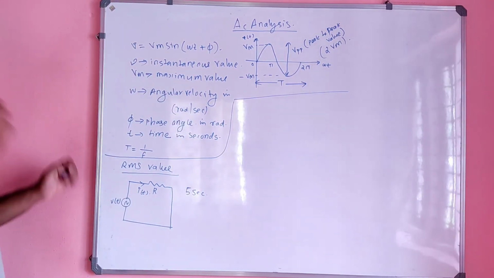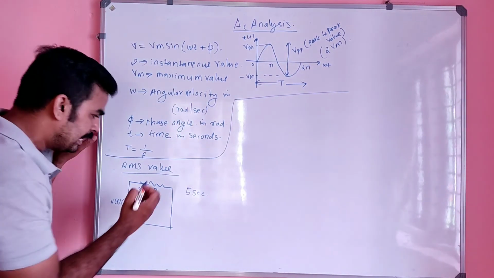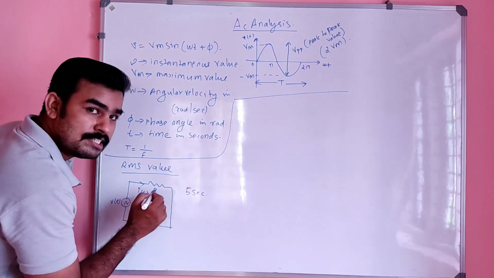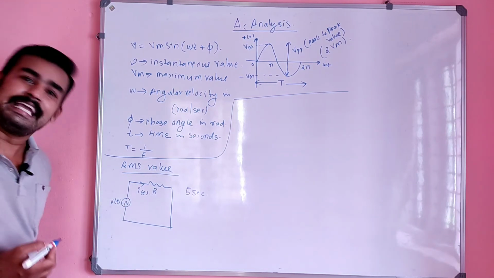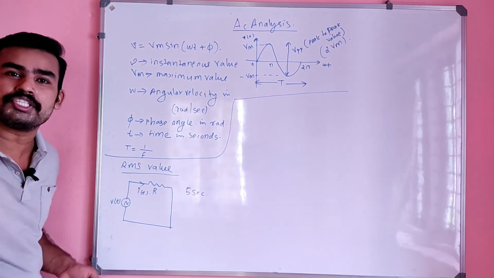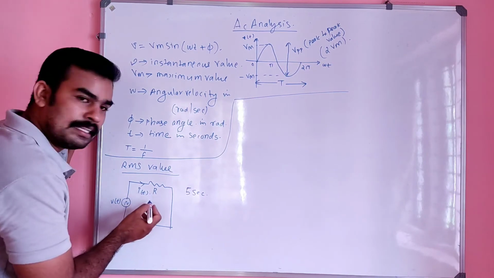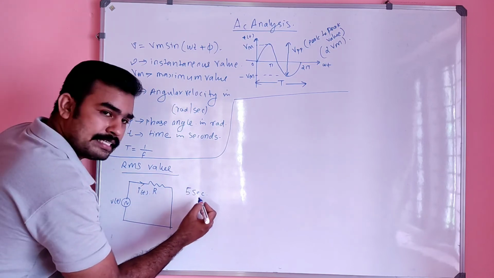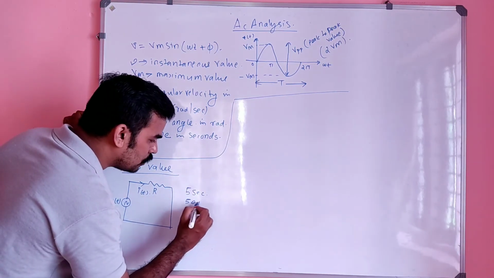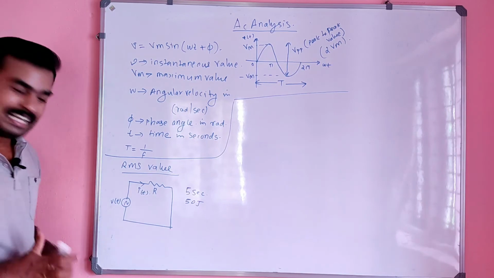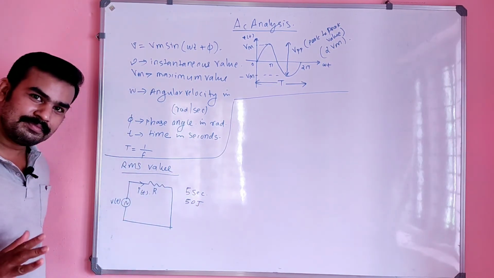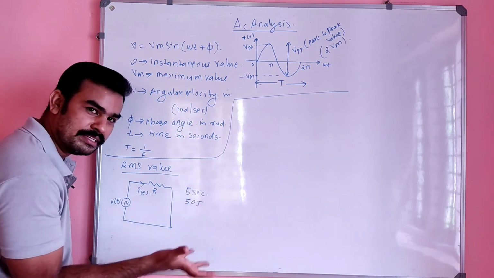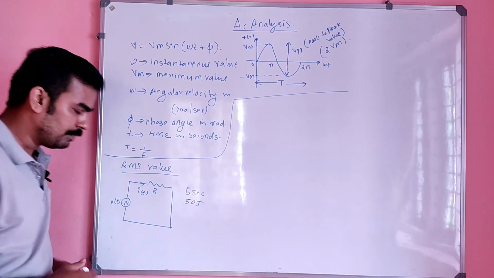Whenever there is a flow of current in a resistor, there will be heat, there will be some loss of energy. That energy is nothing but I square R. So in that 5 seconds, I observed that there is a heat of 50 joule. So in 5 seconds, 50 joule of heat is produced in this circuit.